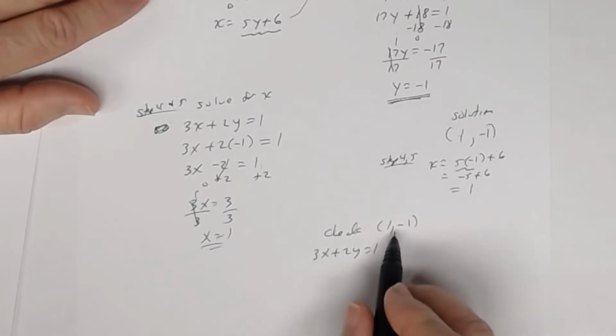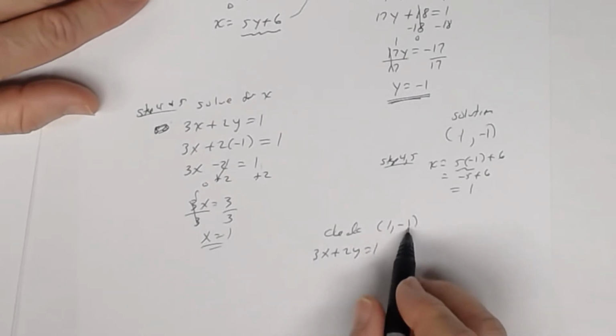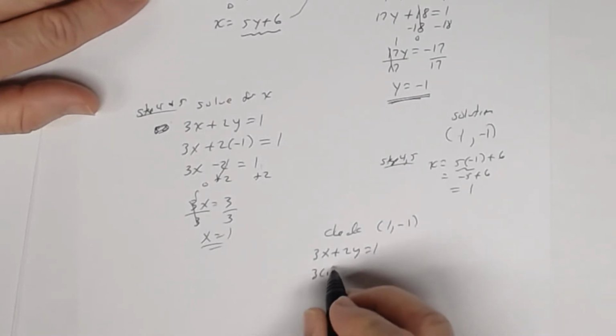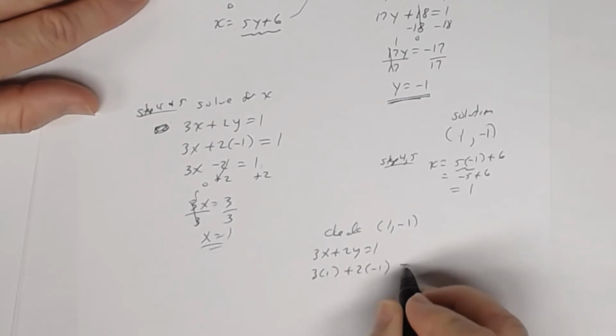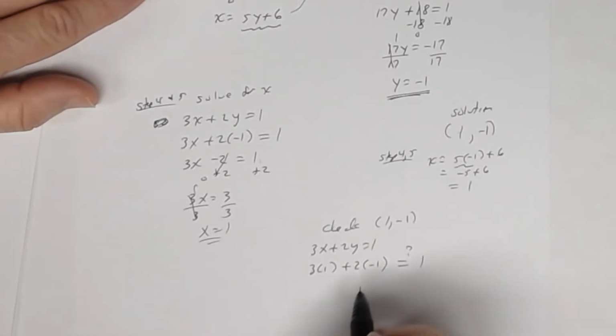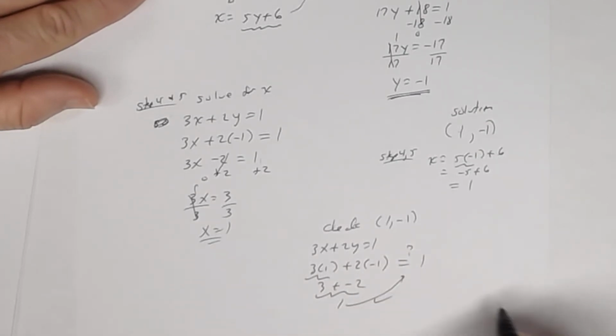So 3 times x, x is 1, plus 2 times y, y is -1. So 3 times 1 plus 2 times -1, and I want to see if that equals 1. 3 times 1 is 3. 2 times -1 is -2, right? 3 plus -2 is 1, and they are equal.